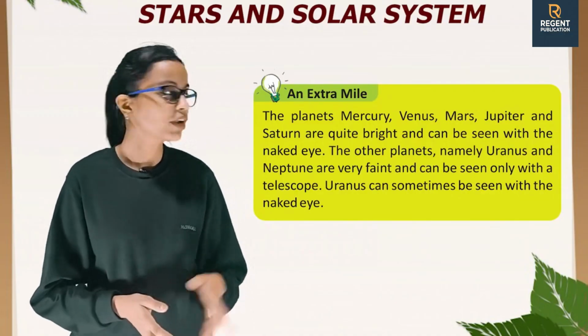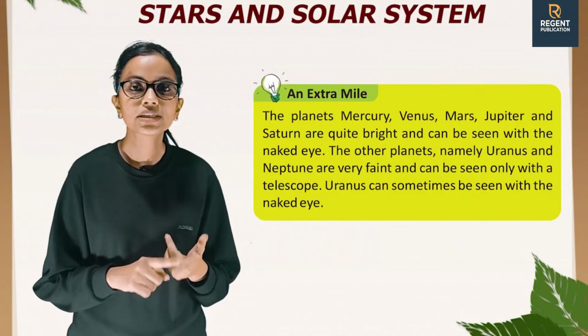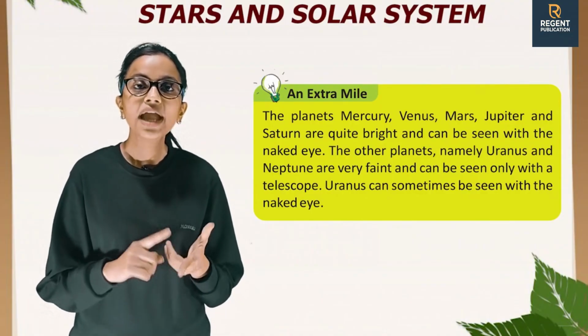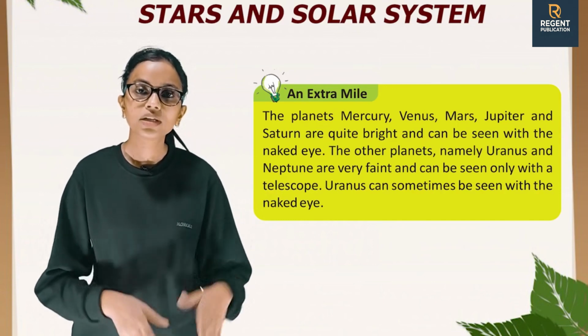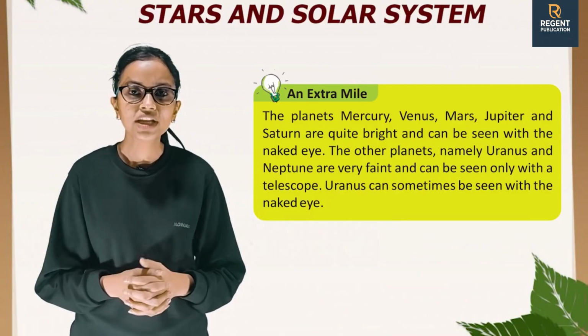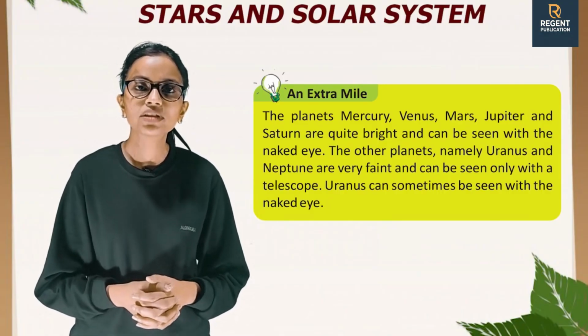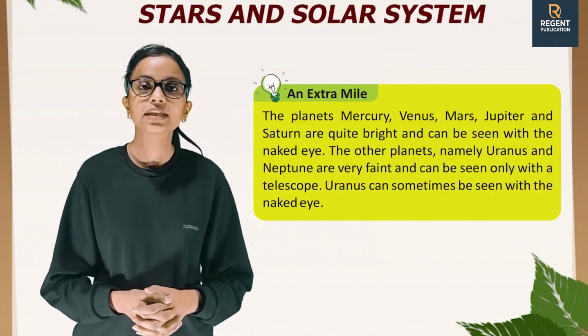So it's time for an extra mile. The planets Mercury, Venus, Mars, Jupiter and Saturn are quite bright and can be seen with the naked eye. The other planets, namely Uranus and Neptune, are very faint and can be seen only with a telescope. Uranus can sometimes be seen with the naked eye.